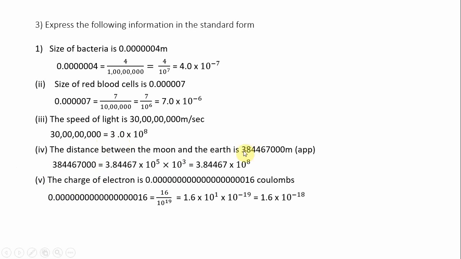The distance between the moon and the earth is given as 38446700 meters approximately. It is 38 crores 44 lakhs 67,000 meters approximately, without a decimal. Therefore, directly you will be writing 3 point, all the numbers 84467 into 10 to the power of 5. Why have I written 10 to the power of 5? Here 5 digits are there after the decimal. Right? And here, how many zeros are there? 3 zeros are there. So I have written 10 to the power of 3.